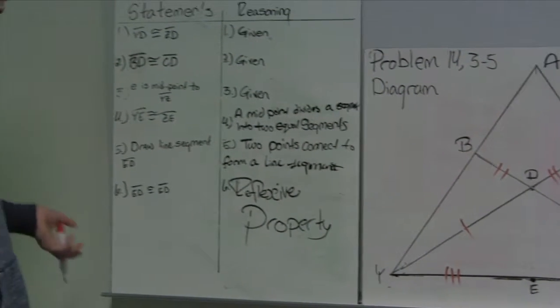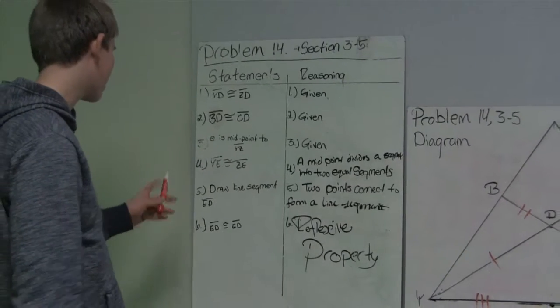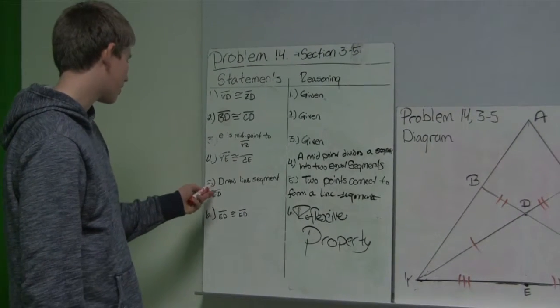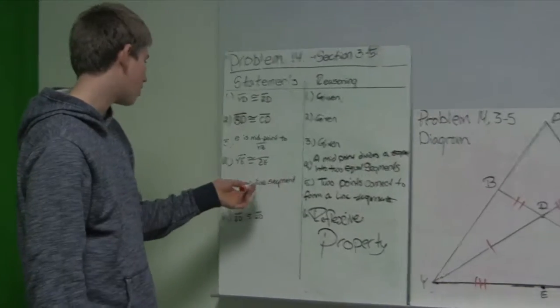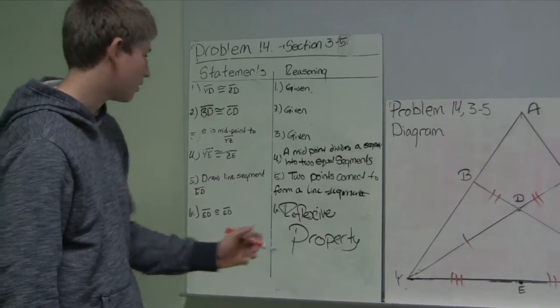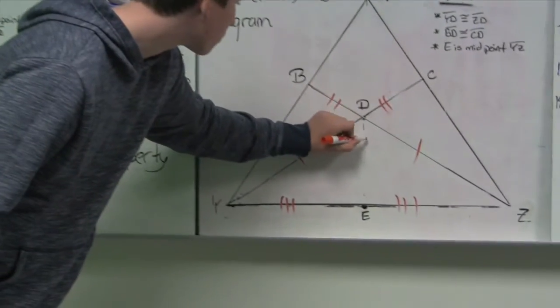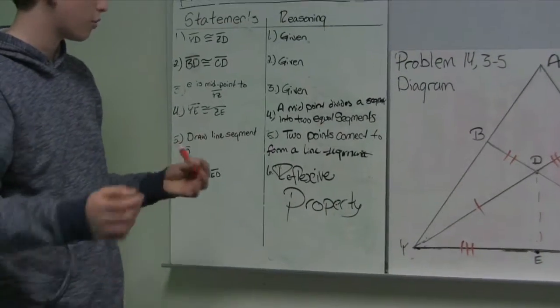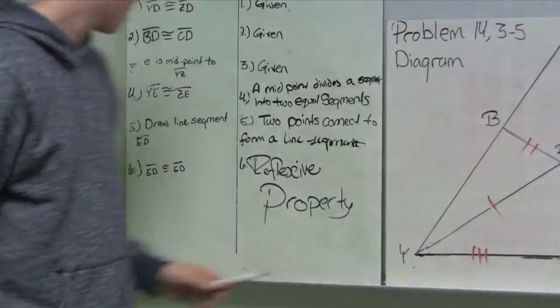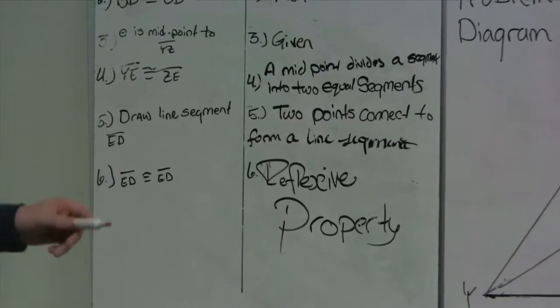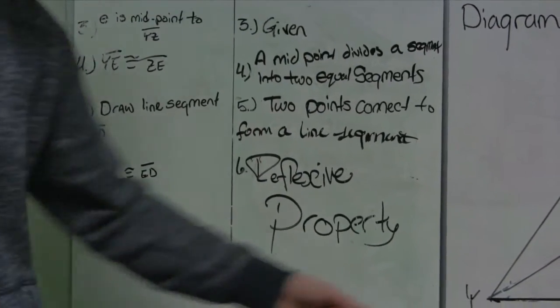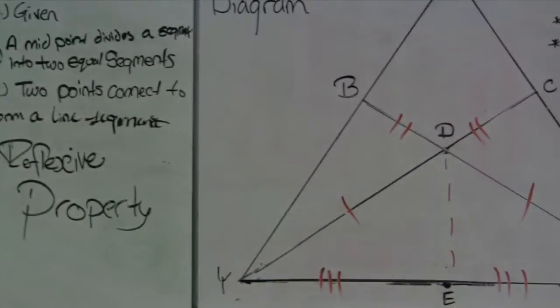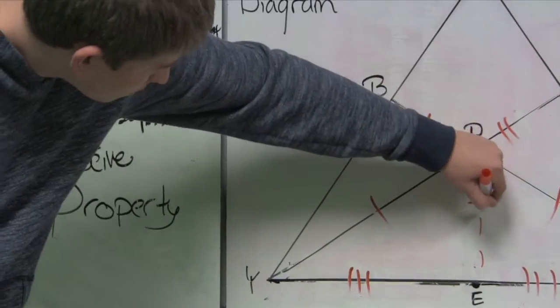Now, we're going to start on some of the proofs. For number 5, we can draw the line segment ED right here, because two points connected form a line segment. Now, we can prove that line ED is congruent to itself because of the reflexive property. Like this.